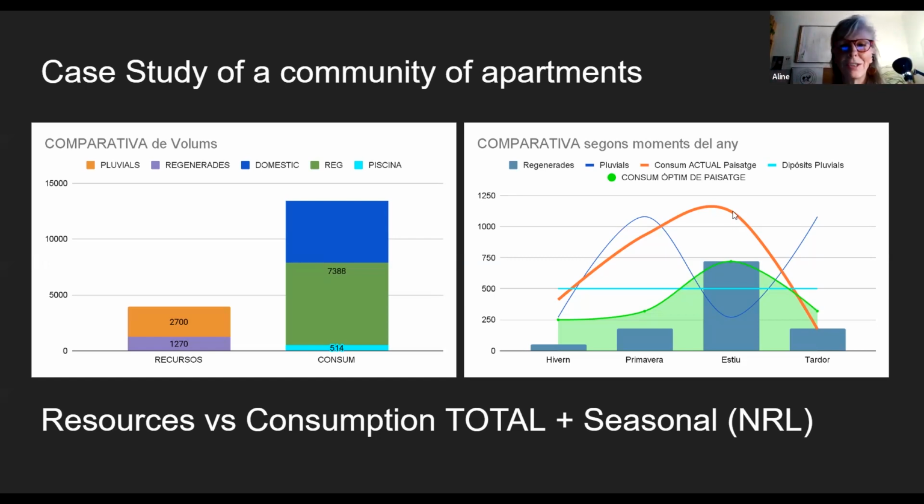So we put these two graphics in front of the community of owners, and it's just comparing volumes, resources and limits, as we would say when we are making an analysis in our permaculture design. So the resources on this side, we have in orange rainwater, pluvials. We have in lilac the regenerated water, water that we can actually regenerate from the grey water, from the kitchen, from the showers, from the washing machines, etc.